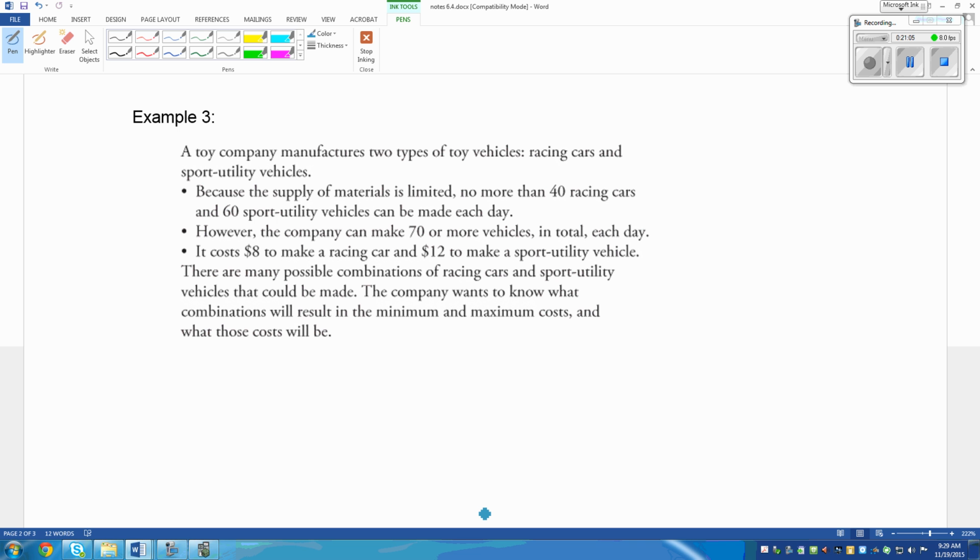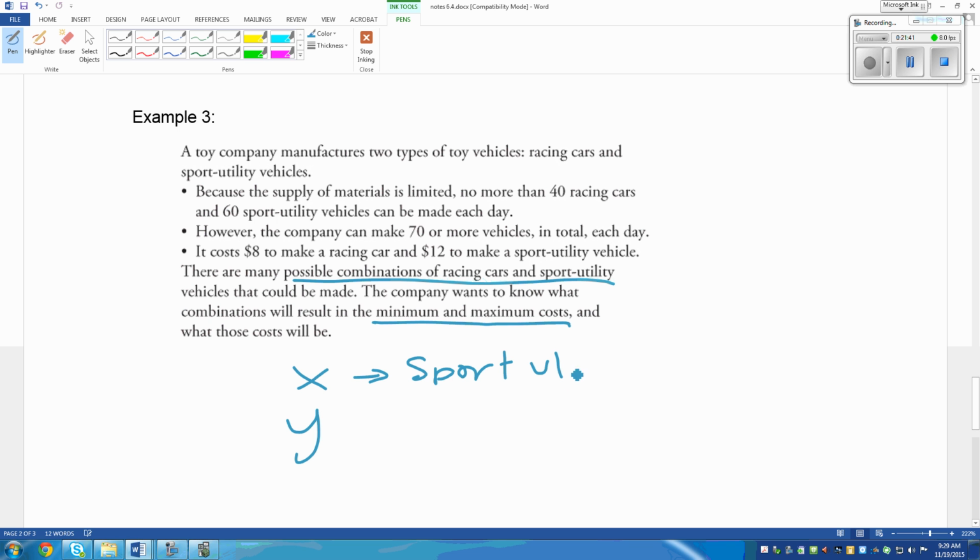So where do we see the word maximize or minimize? Morgan, where do we see maximize, minimize? Explain what else? Cost. They want to know about the cost. Minimum and maximum cost. And they want to know possible combinations of racing cars and sport utilities, right? So, Luke, what's our X and Y then? Can I just write SUVs? Are you okay with that?